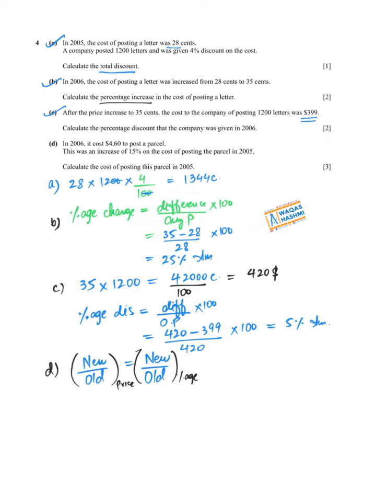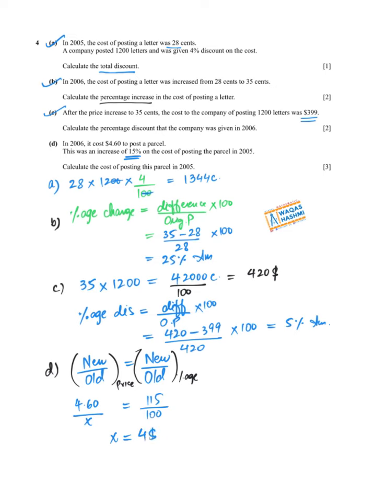So what is the new price we have? It says in 2006 it cost $4.60 to post a parcel. This was an increase, so that is the new price. 4.60 was the new price, and that price was 15% higher. Original price was always 100. So if it's 15% higher, that means it's 115, and you need to find out the original value x. Do the cross multiplication and you will get the value of x here. So that is equal to $4.